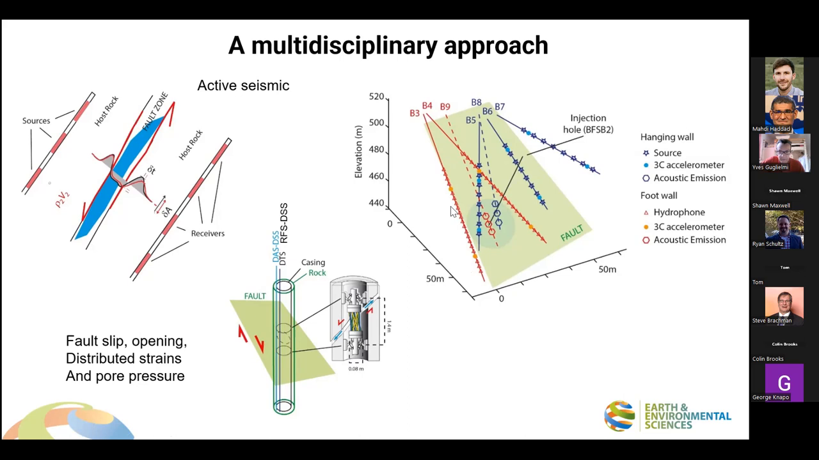The idea is to have seismic sources, which are the blue stars in the hanging wall of the fault, that send seismic waves across the fault to receivers, which are the red triangles. This is done continuously while we are injecting and thus activating the fault. And what we are tracking here is the change in the seismic wave velocities that could be induced by the pressurization and the movements of the fault.